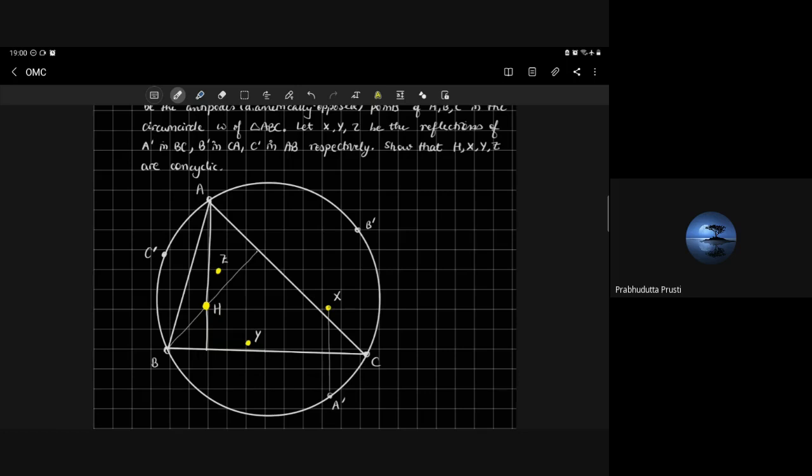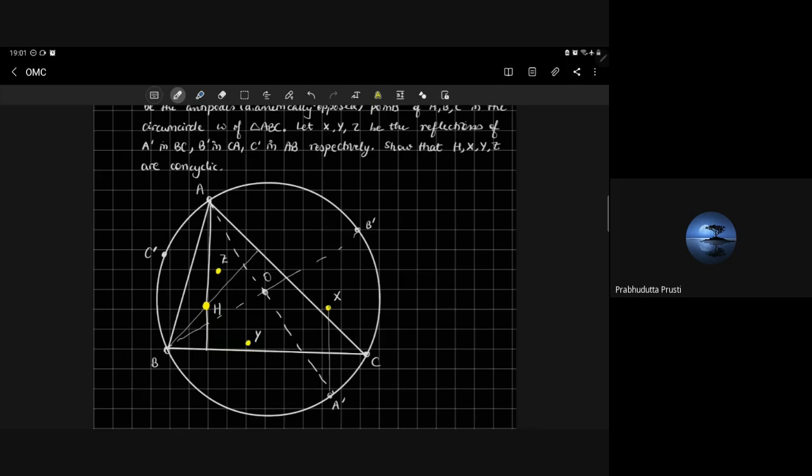So let me introduce the circumcenter. A prime is the reflection of A in the circumcenter, and that's what it means to be diametrically opposite. Then what you do is you reflect A prime on BC, B prime about CA, and C prime about AB to get points X, Y, and Z. And they are marked in yellow.